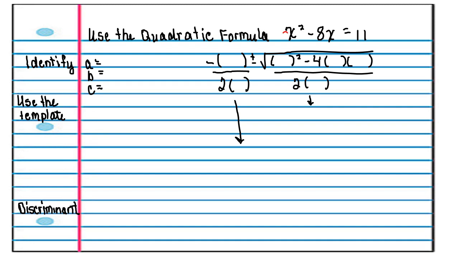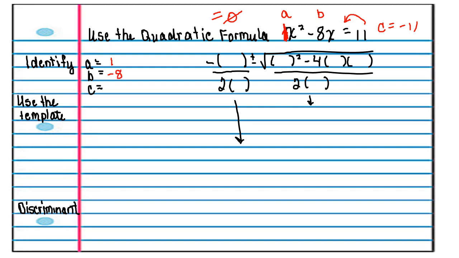Okay, so there's a 1 here. So there's your a. There's a b here. It's -8. But a quadratic equation has everything equaling 0, so that 11 has to jump over. So c equals -11. And I'm going to write it right next to everything because then I have a reference point.